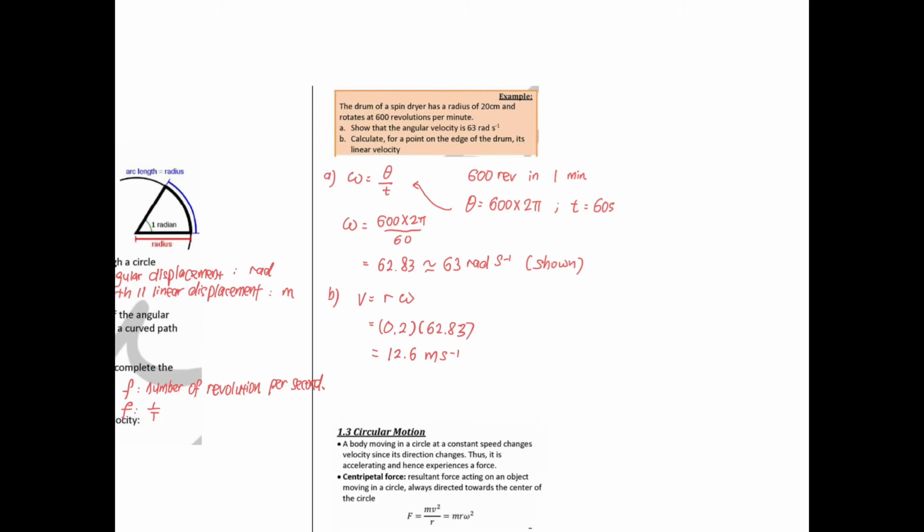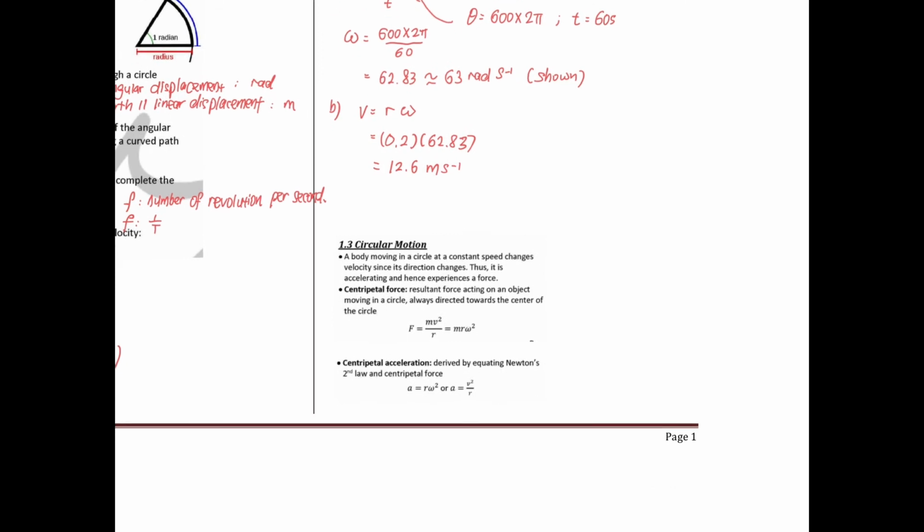Okay, so let's move on. 1.3, circular motion. Let's see the first point here. They say a body moving in a circle at a constant speed changes velocity since its direction changes. Thus, it is accelerating and hence experiences a force. So this is the introduction of the concept of why there is a force there, which is called centripetal force.